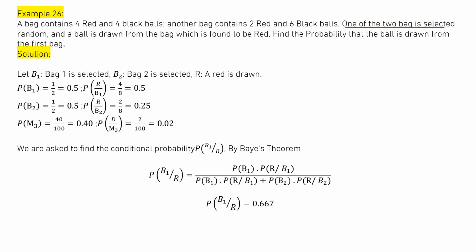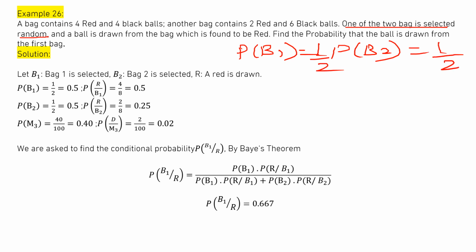One of the two bags is selected at random. So that means we can select either probability of B1 or probability of B2. Since we have two bags, selecting one bag out of two is nothing but 1 by 2, just like selecting a head or tail in a coin. Okay, read the next line.